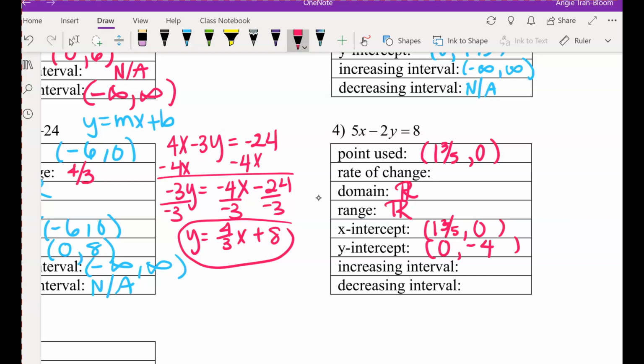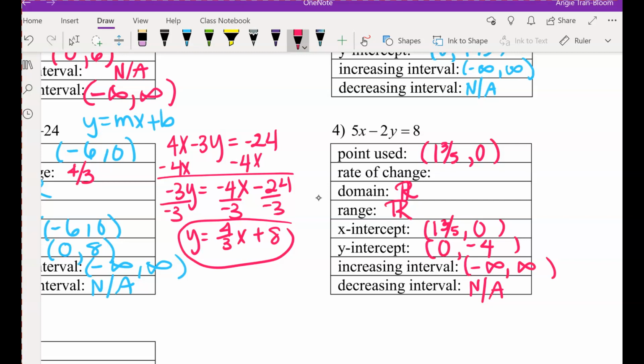Every step that we are taking towards the right side, look at the y for me. Did it go up or did it go down? It went down. So this, down or up on number 4? Up. So that means decreasing is NA. Increasing, how do we write the interval for increasing? Negative infinity to positive infinity. Okay.